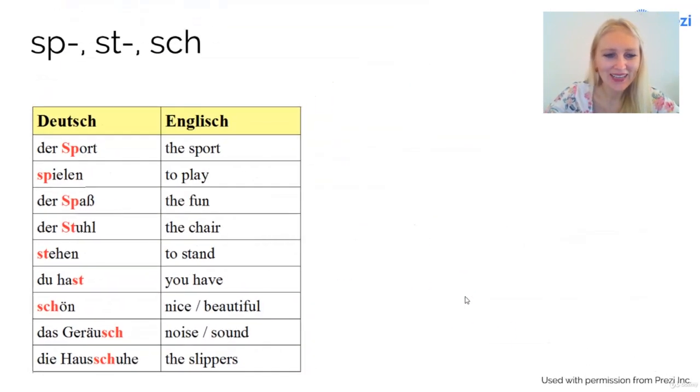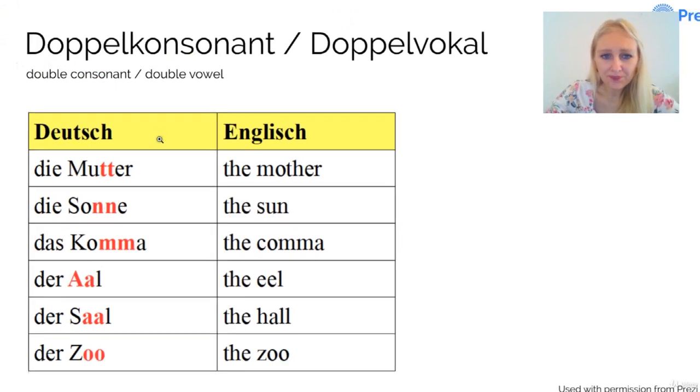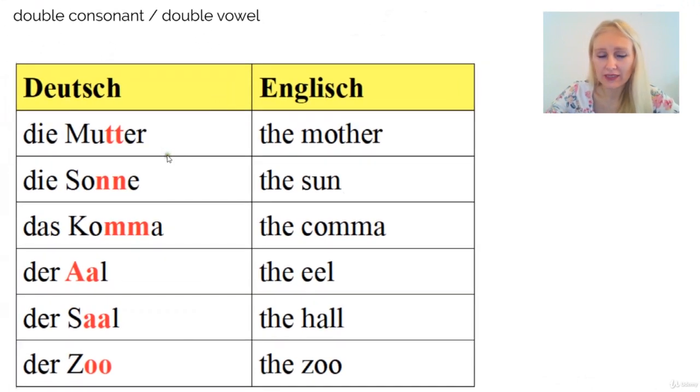Then the next one, doppelt Konsonant and doppelt Vokal. Okay, so Vokal, vowel, those are the letters A, E, I, O, U, and also the umlauts, the Ä, Ö, Ü, the letters with the two dots on top of them, which are called vowels or Vokale in German. Und Konsonant, consonants are the rest. All other letters are called Konsonant. Okay, so here in this slide, we have double consonants and double vowels.